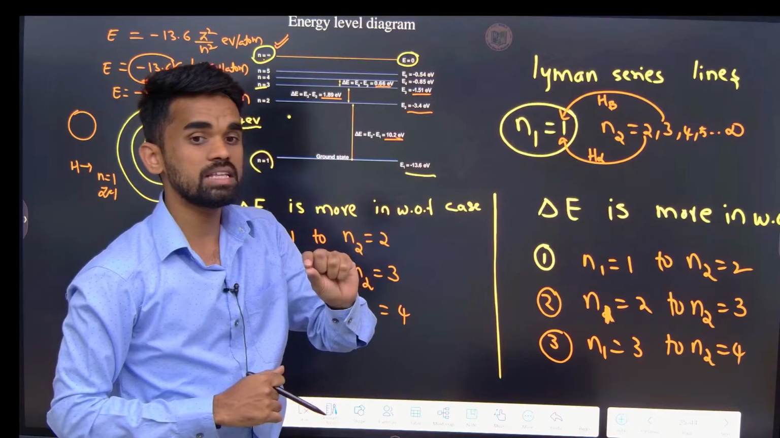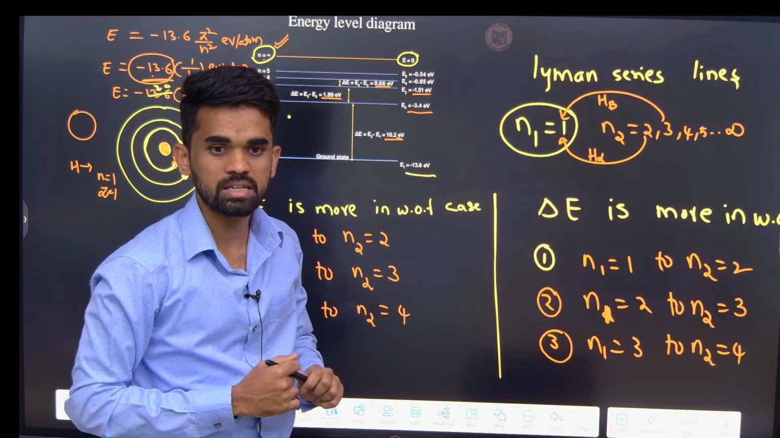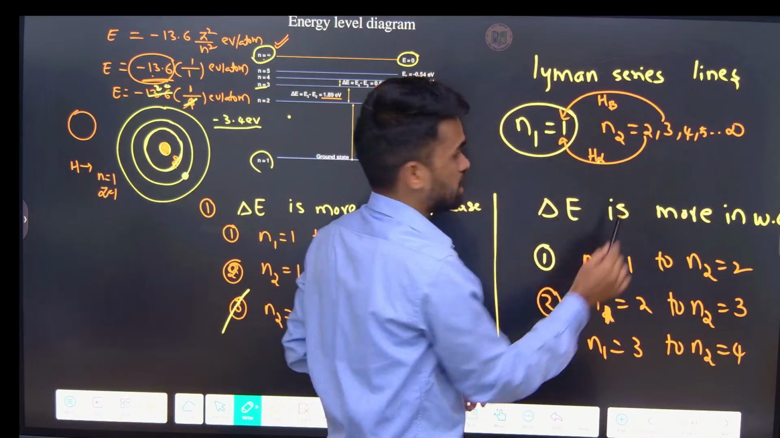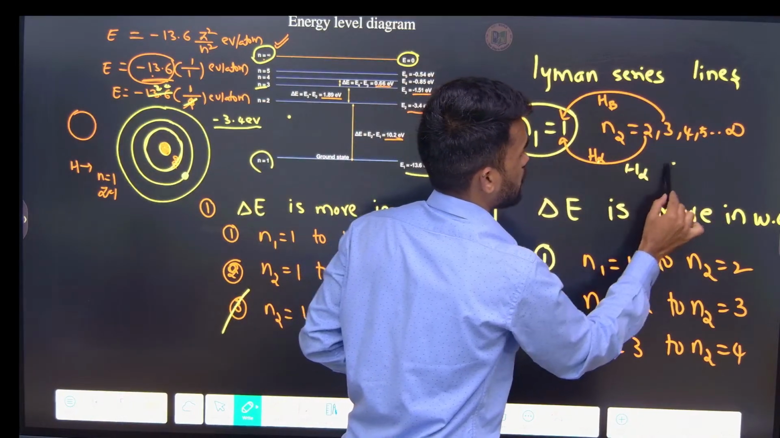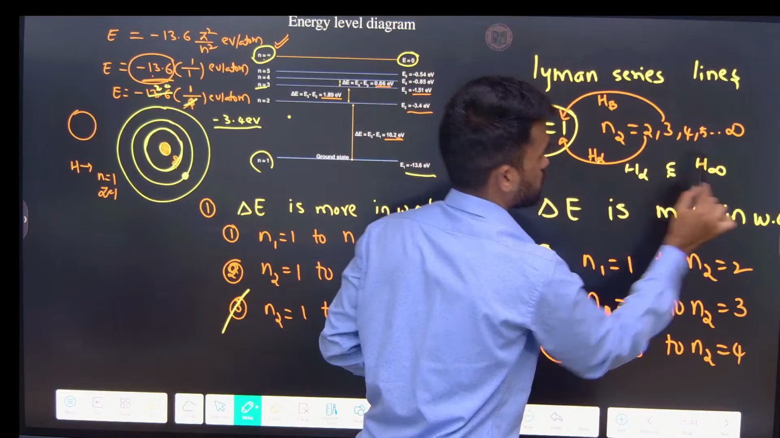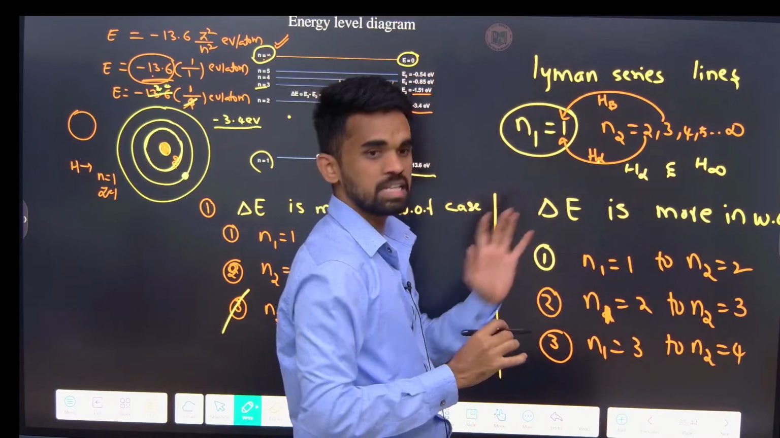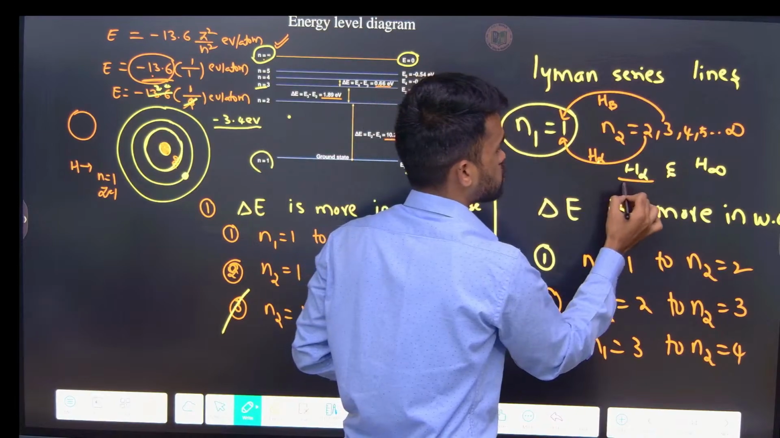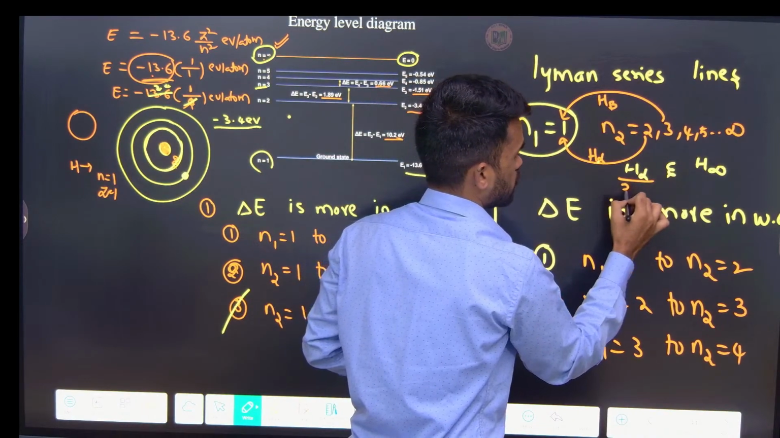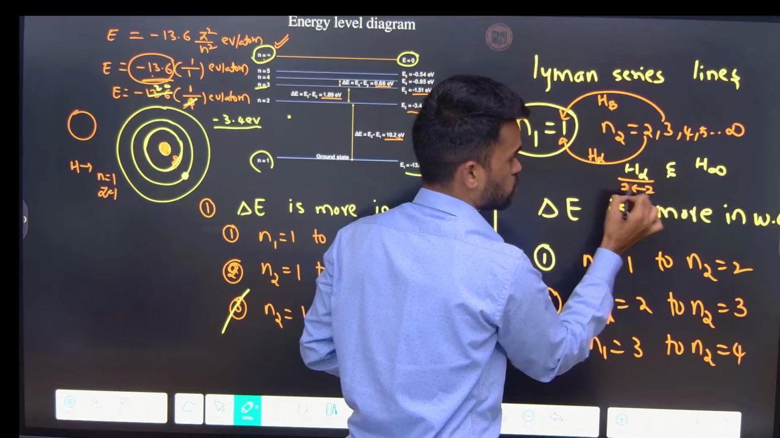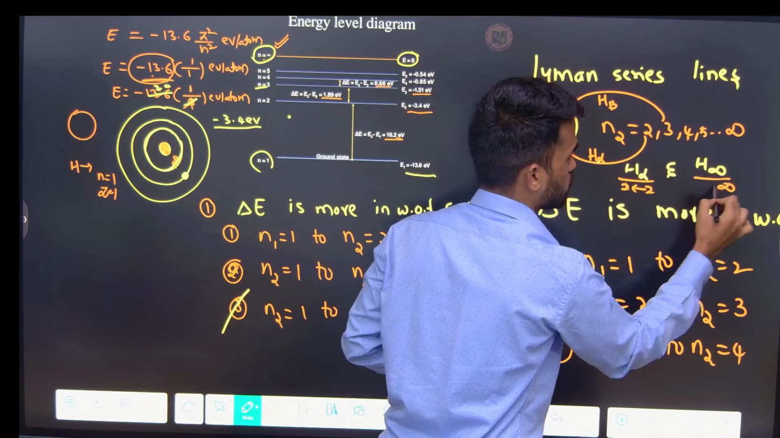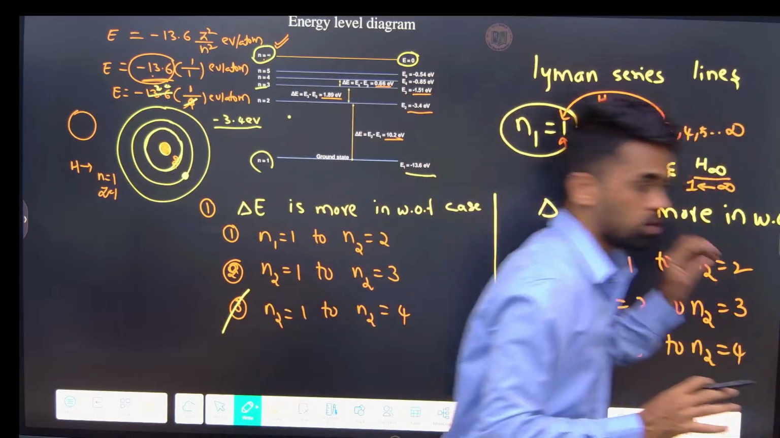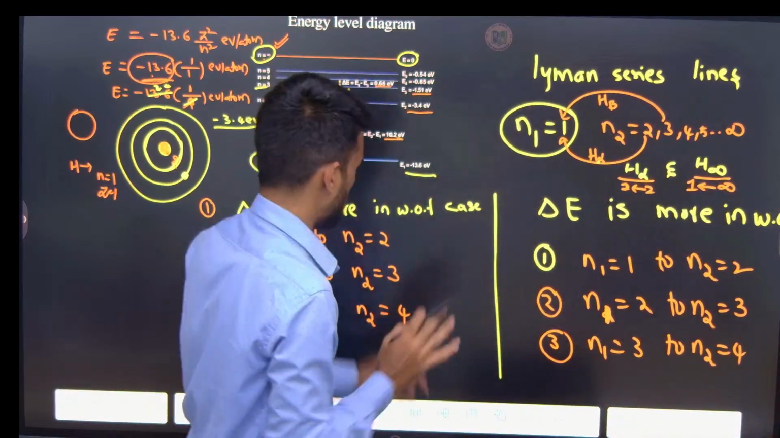Now what are the series limits for the Lyman series? Series limits means the first line and the last line, that is the H alpha line and H infinite. That's it. These are the series limits. Now what are the series limit numbers? This is 2 to 1, and this is infinite to 1. These are the series limits to be remembered here. Do you get what I am saying here? These are also important factors.